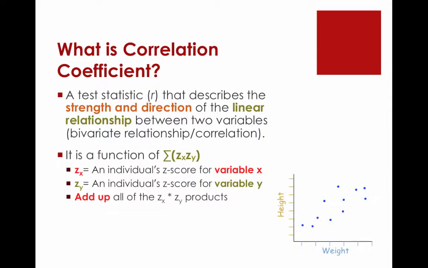So just a quick review. Correlation coefficient is when we're looking at the strength and direction of a linear relationship between two variables. Thus, this is called a bivariate correlation or bivariate relationship. And really, this is a function of the scores for variable x and scores for variable y. And we've seen this big formula, which we'll see in a few slides.